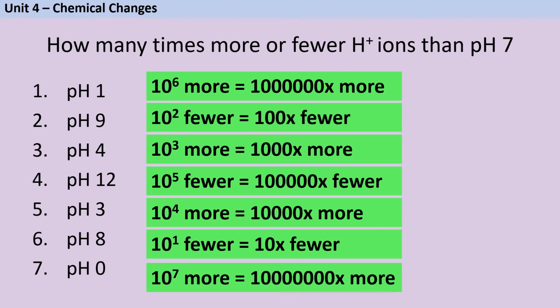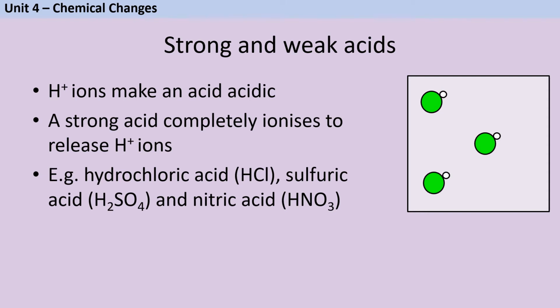Now that you understand the pH scale, we can discuss the difference between strong and weak acids. We said at the start that acids are acidic because when they dissolve in water they release hydrogen ions, but the truth is that not all acid behaves exactly the same when it dissolves.